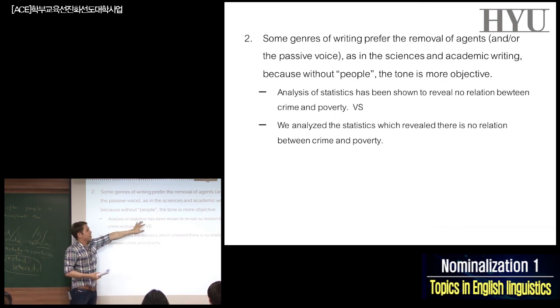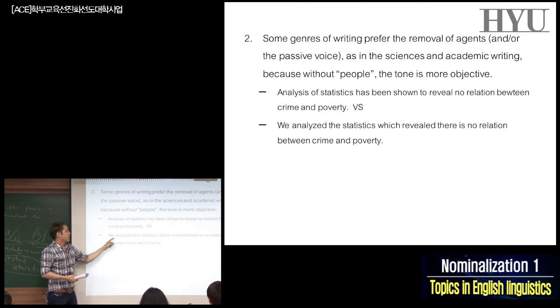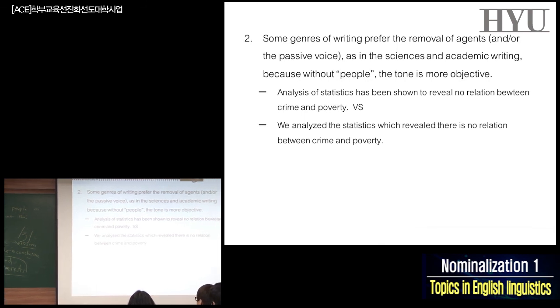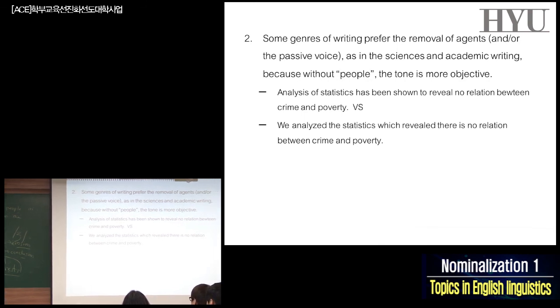Analysis of statistics has been shown to reveal, versus we analyze the statistics. So in academic writing, it's preferred to use the first version rather than the second version because it doesn't matter who does the analysis, right? They should get the same results if the analysis is good, okay, is correctly done. So it doesn't matter whether it's we or them or anyone. So that's why normalization is preferred in some genres of writing, okay?